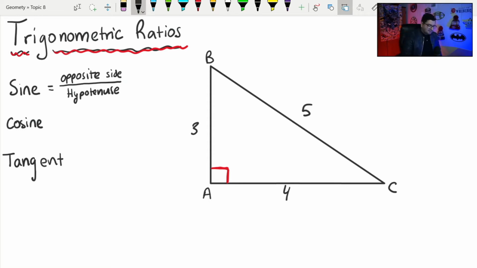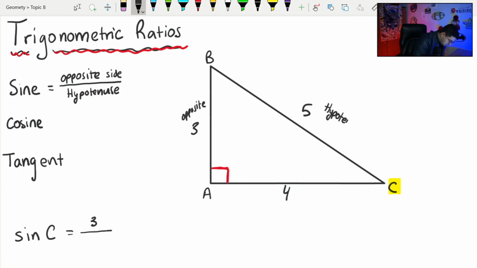In this case, let's say I want to find the sine, and we abbreviate sine with S-I-N. The abbreviations are the first three letters of each. So for sine, it's S-I-N, and then I would mention the angle that I'm trying to find the sine of. Let's say we're trying to find the sine of angle C. I would write sine of C is equal to, and I would look at what's on the opposite side of C. That would be 3. So my fraction, or my ratio, would be 3 over the hypotenuse, which in this case is 5. So the sine of C for this triangle would just be 3 over 5.